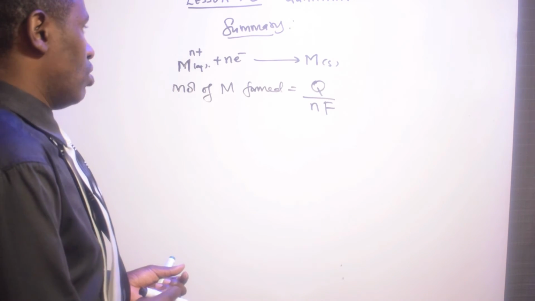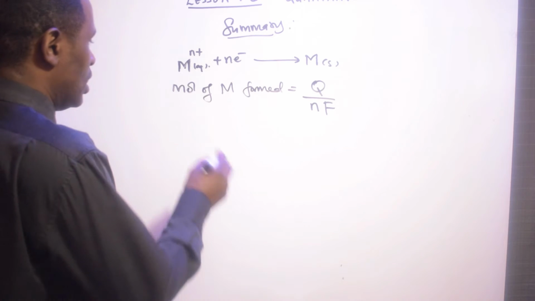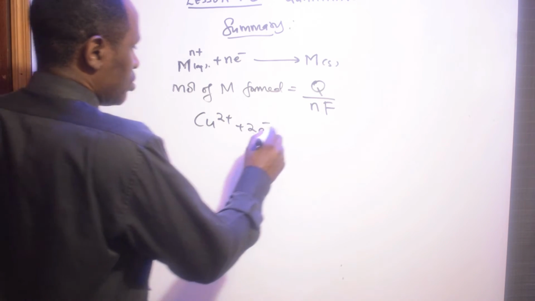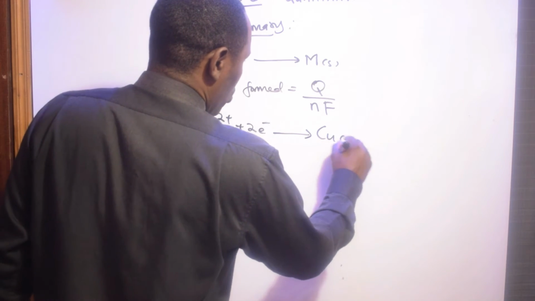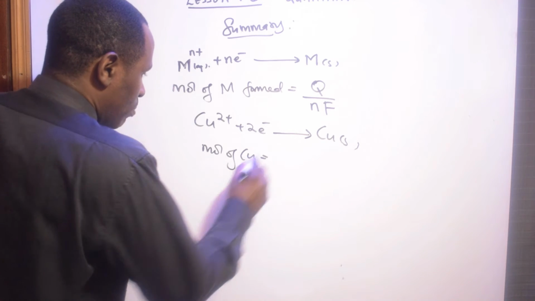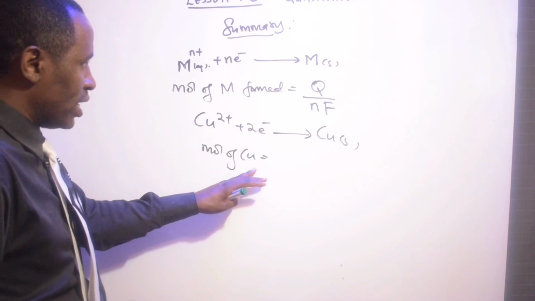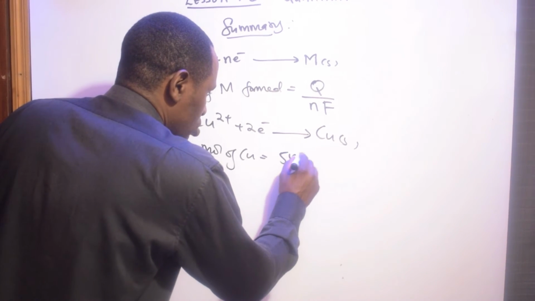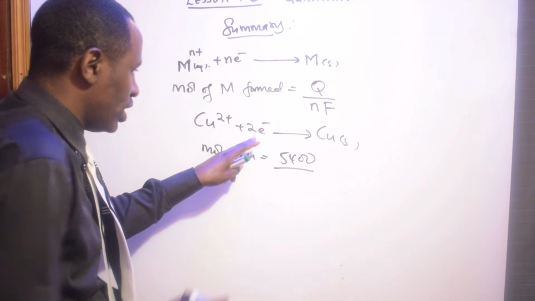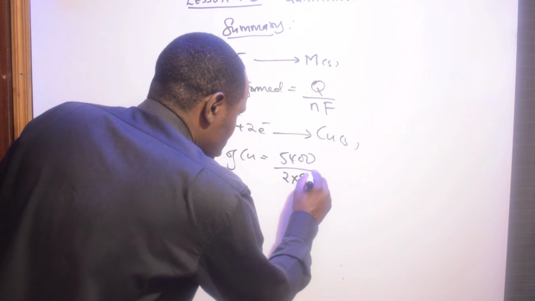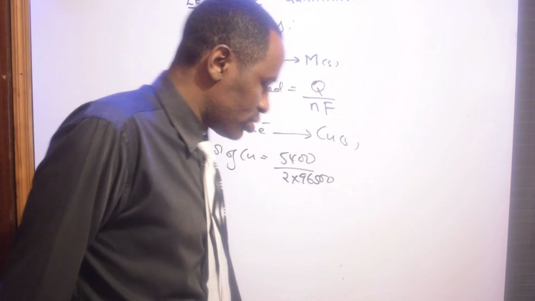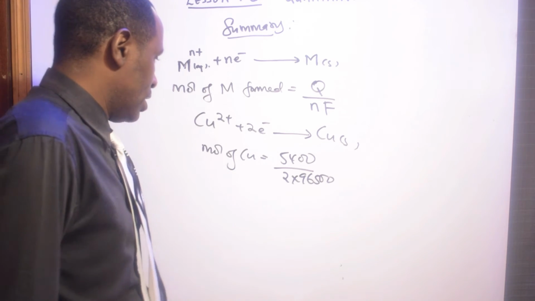For example, in what we just discussed, 2 electrons are forming a copper solid. If I want to know the moles of copper, the moles of copper here will be equal to the amount of electricity. This was 5,400. I divide by N, where N is 2 here, so I'm going to have 2 times 96,500. And of course, working this out, you're able to get what we had.